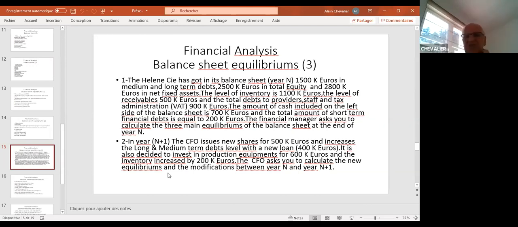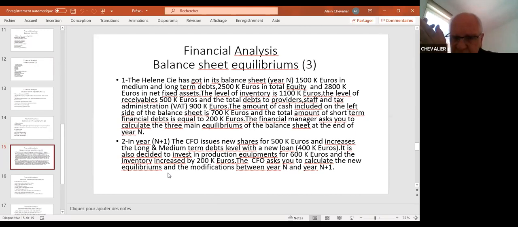In N+1, the CFO issues new shares for 500k euros and increases the long and medium-term debt level with a new loan for 400k euros. That means during this period, we will increase the long and medium-term financial resources by 500 plus 400. It is also decided to invest in production equipment for 600k euros, and the inventory during the period, year N+1, increased by 200k euros.